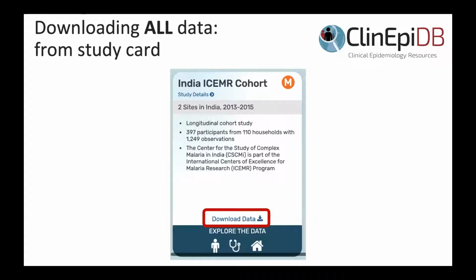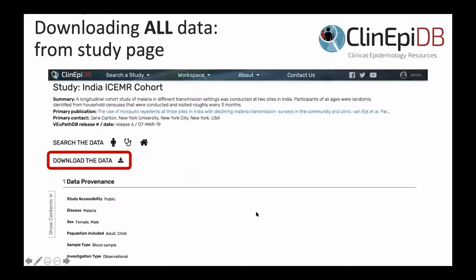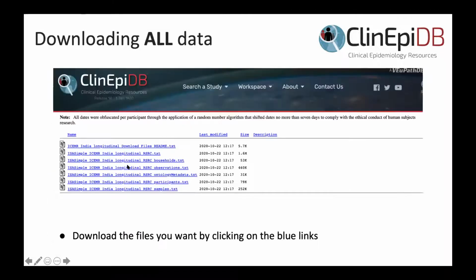Okay. So if you look on the main page at the data set cards, you can see that right here, there's a download data button. You can also access that same web page from the study page itself, right there. And it will lead you to this page where you'll have a bunch of text files. And you'll want to go through and click on each file to download each version of the data sets.